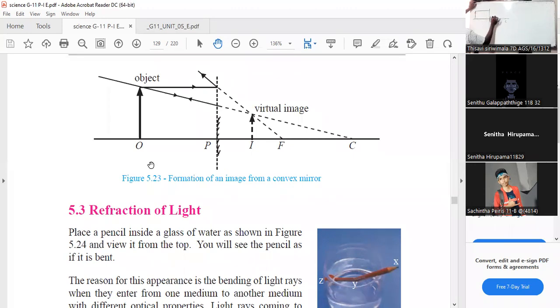Rays parallel to the principal axis will get diverged as if they are coming from the focus, right? Then the ray which is going towards C will follow the same path. So here it will create the image, object, image. So this is the ray diagram, right?